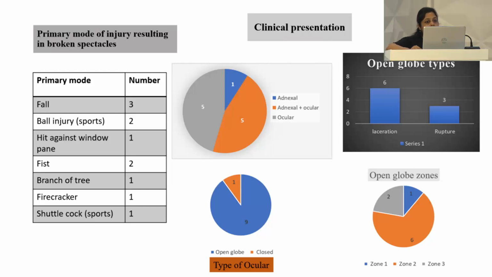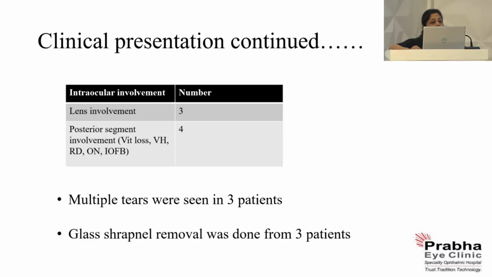Coming to the clinical presentation, 10 out of 11 patients had ocular involvement, out of which 9 patients had open globe injuries, of which 6 had lacerations and 6 had zone 2 involvement. Lens involvement was seen in three patients, and posterior segment involvement was seen in 4 patients. Multiple tears were seen in 3 patients, and glass shrapnel removal was done in 3 patients.